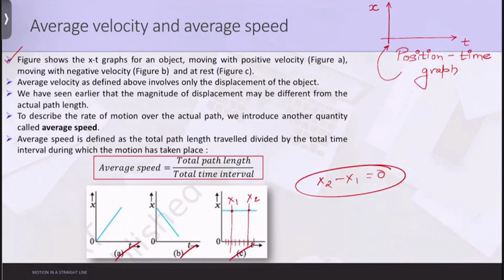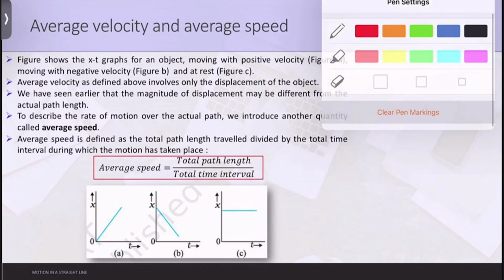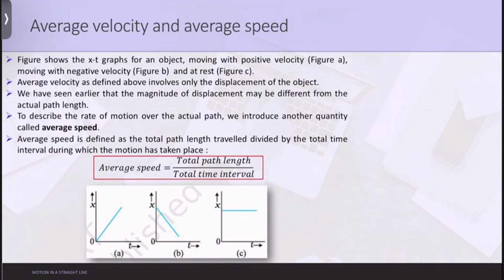Average velocity, let's move to the next point. The next point states that average velocity as defined above involves only the displacement of the object. So the displacement of the object is what enters the average velocity calculation. We have seen earlier that the magnitude of the displacement may be different from the actual path length. It is very evident, right?